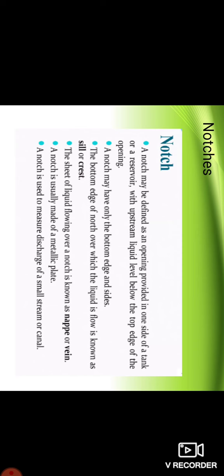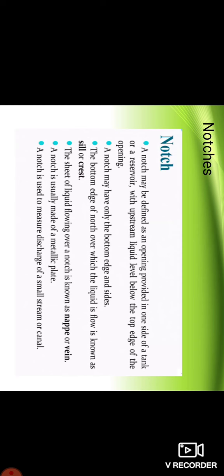So here we know that the notch is a hydraulic structure, or an opening which is provided in the side of the tank to measure the discharge of the water through small streams or reservoirs. The important technical term in the notch is the sill or the crest level. What is the sill? It's the bottom edge of the notch, over which the water flows. Whatever water flows over the crest or sill level, we call it a nappe or vein.